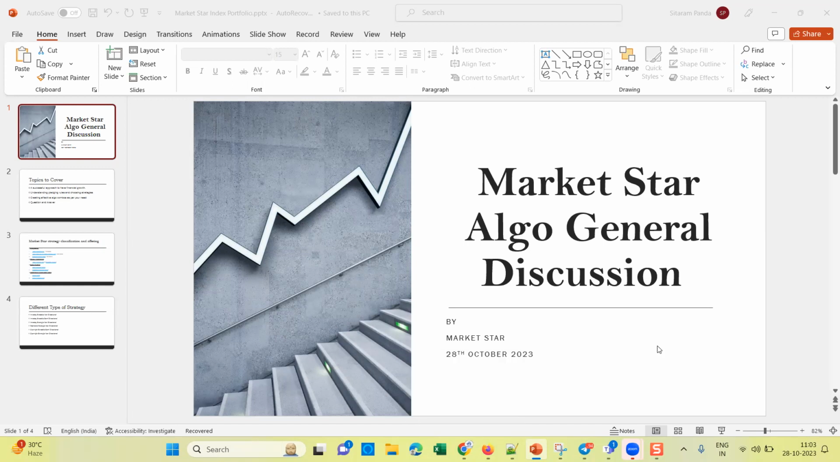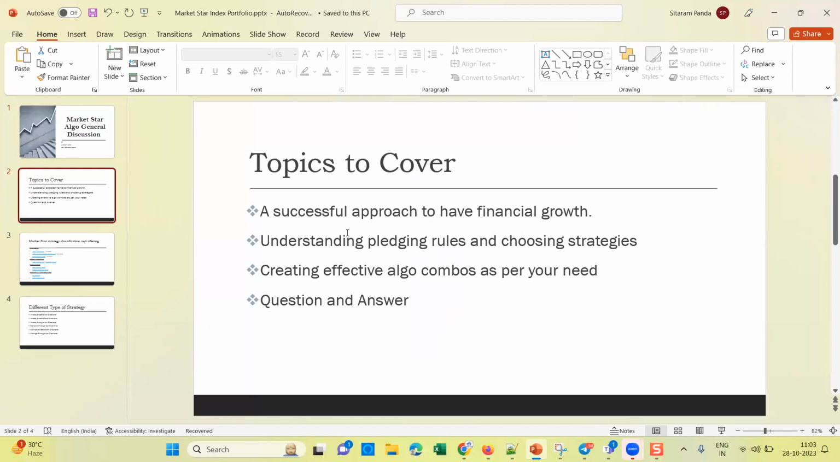Okay. So basically, we are going to cover a few highlighted topics, as I have already said in the group. A successful approach to have financial growth, understanding the pledging rules, because हम जो पहले पॉइंट में जो कवर करेंगे, सक्सेसफुल अप्रोच फॉर फाइनेंशियल ग्रोथ, सो इसमें प्लेजिंग इंक्लूडेड है. ओके. So we will try to understand what are the pledging rules, क्योंकि प्लेज करके ट्रेडिंग करना है सबको पता है, पर कैसे करना है, क्या नहीं करना है. So I'll touch base on that also.